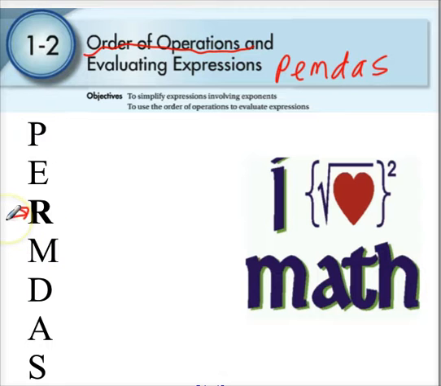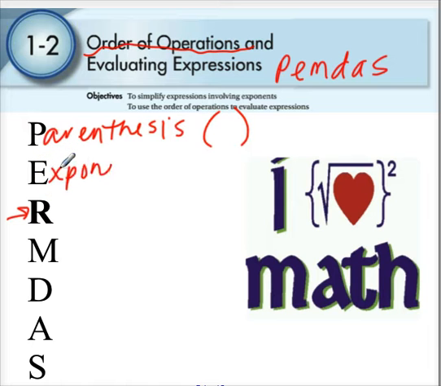I've added this R. Take a second and pause your video and see if you can remember what every letter stands for, minus the R. All right, to review, P stands for parentheses or grouping symbols. E is for exponents. This R stands for radicals.